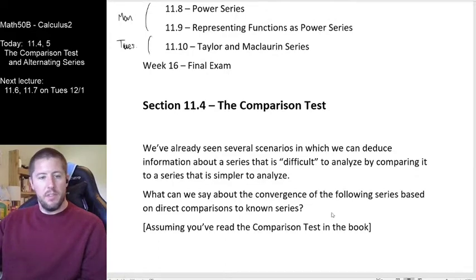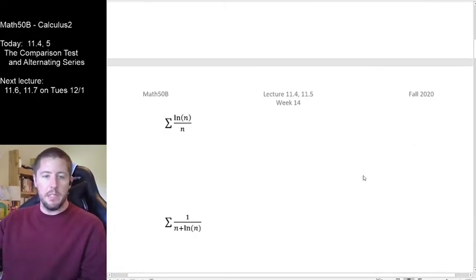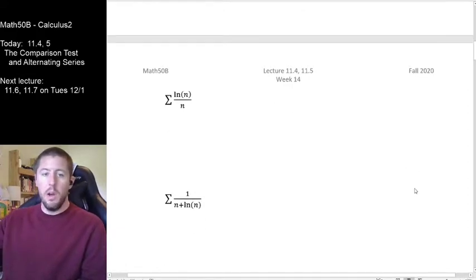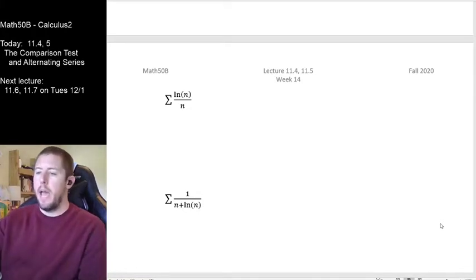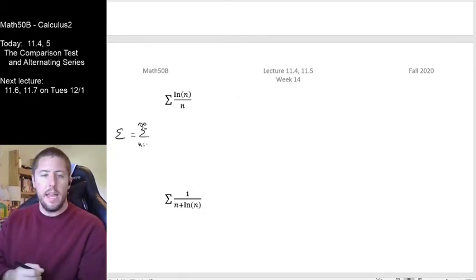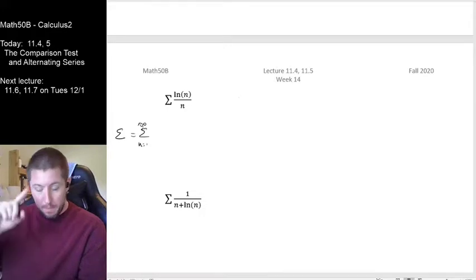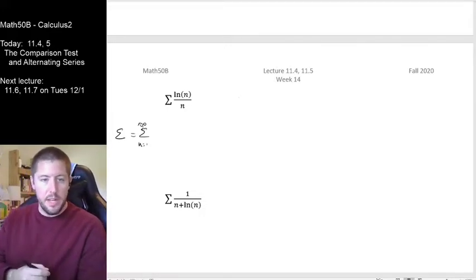And again, I'm assuming if you haven't read the comparison test in your textbook, you should stop and go do that now. I'm going to go ahead and do some comparison tests here. So first one here, the sum of the natural log of n divided by n. And by the way, I'm going to use our shorthand all day today of sum meaning the sum from n equals 1 to infinity in all cases here today. So I'm just using my Microsoft Word shorthand so I didn't have to spend 30 extra minutes typing to get this ready.